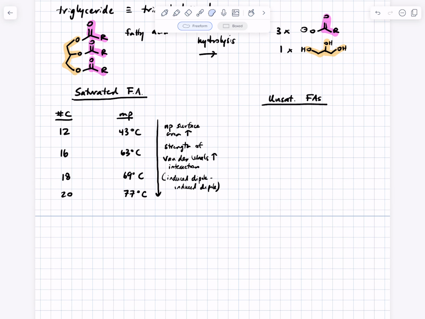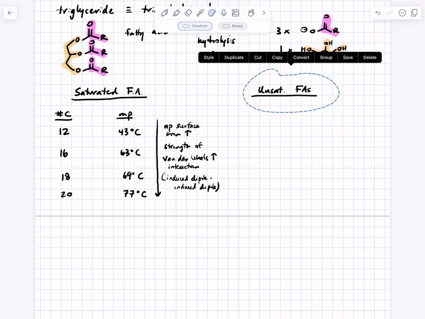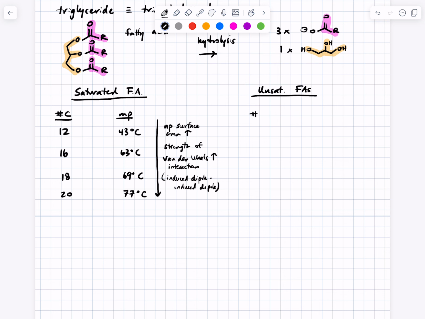So let's now look at unsaturated fatty acids of approximately the same molecular weight and see if we can rationalize this. So we'll start with number of carbons and then melting point. Again, these aren't numbers to memorize, but you should be able to rationalize the trends. I'm going to put double bonds here, dB for double bonds, and we're just going to write the position and the stereochemistry of the double bond. So if we have a 16 carbon chain with a single double bond at carbon 9 that's in the Z configuration or cis, the melting point is 0.